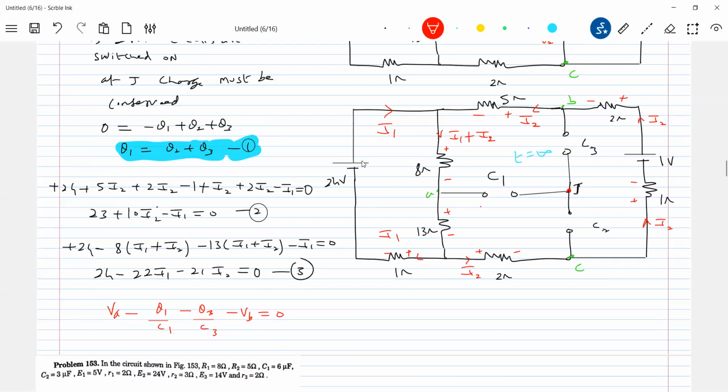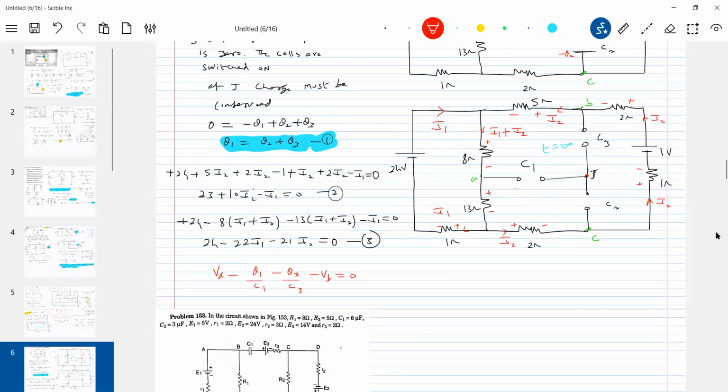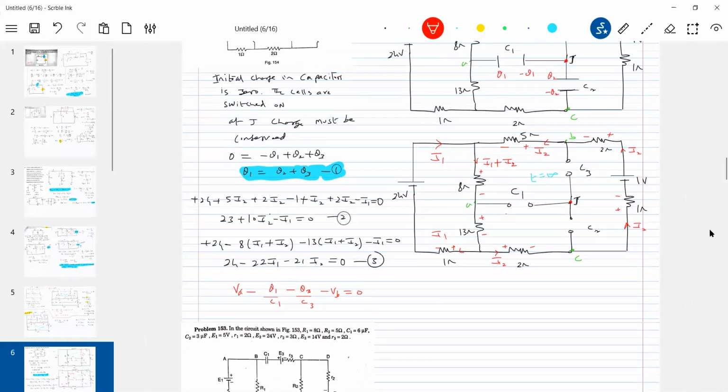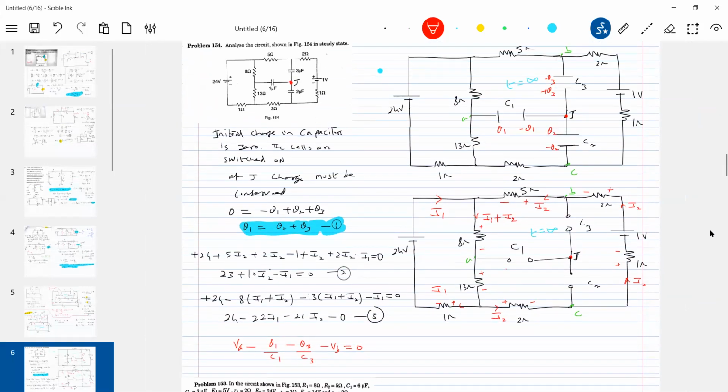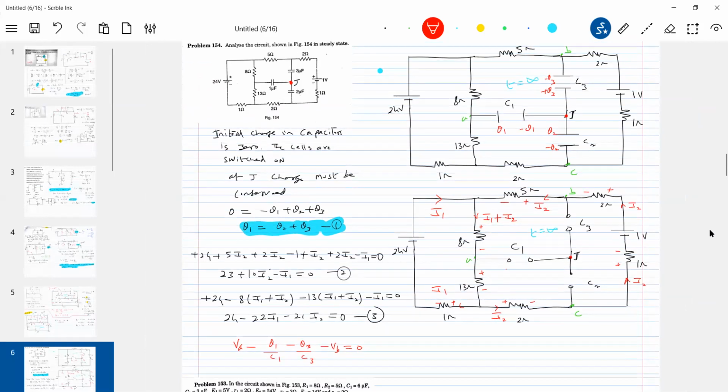I'll make it small so that everything will be visible for you. Now try to see this. So first, after getting I1, I2, you have to calculate VAB. How to calculate VAB? Again, writing KVL. Write KVL, you'll get VAC. Then VBC. After that, again, looking at the first circuit, calculate VAB. What about VBC? You can use this method.